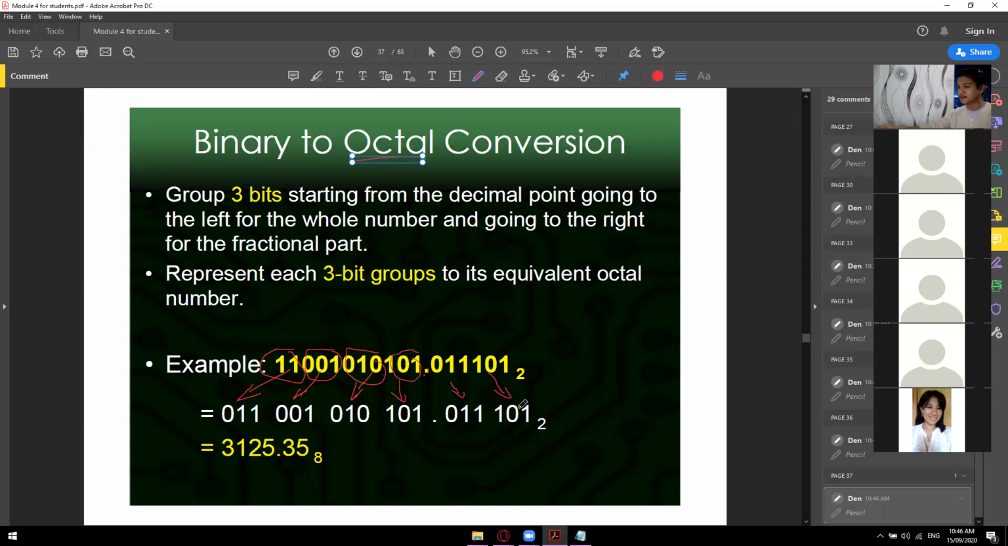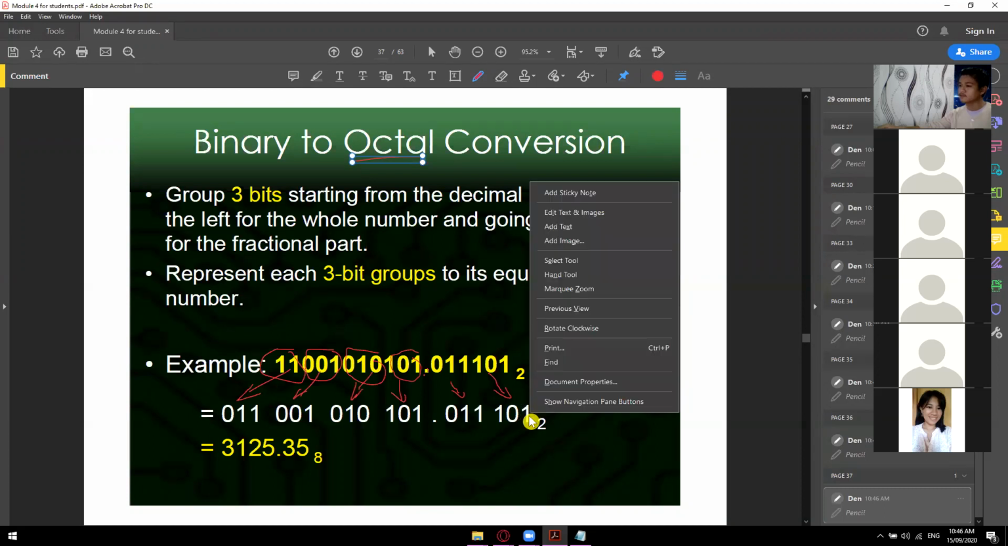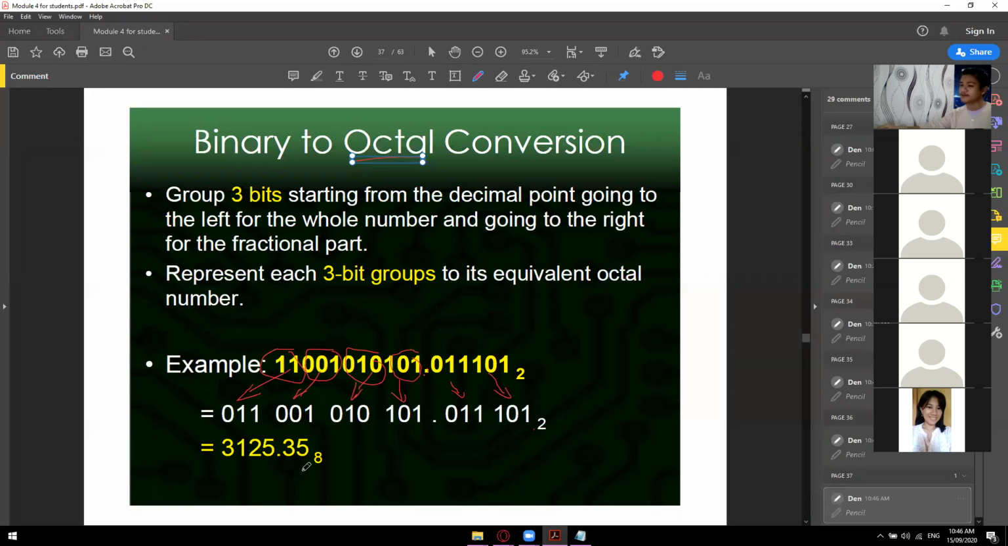Bit by bit. So this is 1 plus 4 is 5. And then 1 plus 2, 3. And then the decimal point. 1 plus 4 is 5. And then this one is 2. Then 1. And then 1 plus 2 is 3. So there you go. We now have an answer of 3,125.35 base 8.